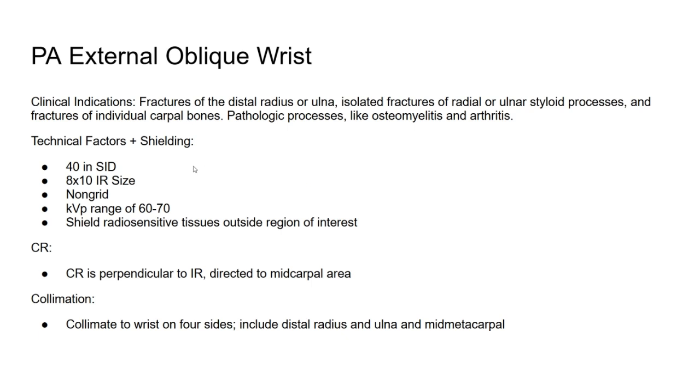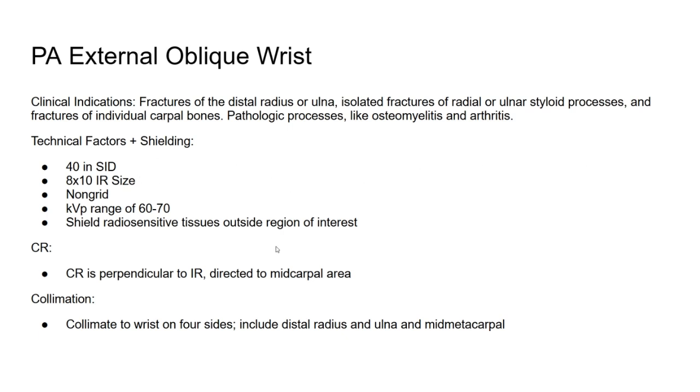Now moving on to the PA external oblique. It's the same clinical indications. You're going to see a fracture of the distal radius or distal ulna. You're going to see isolated fractures of the styloid processes. And of course, you're going to see a fracture, if there is one, in the carpal bones. Pathology will also be the same. Osteomyelitis and arthritis will be the most common ones to see.